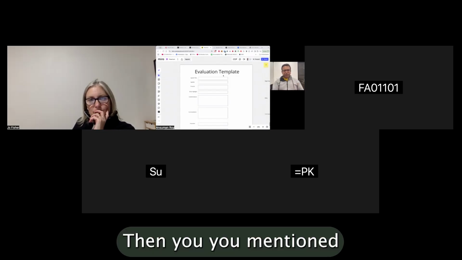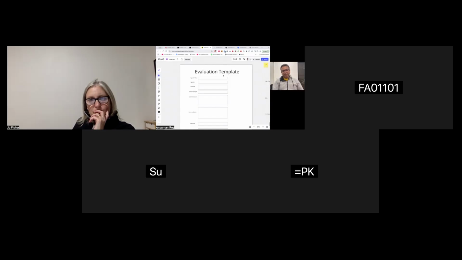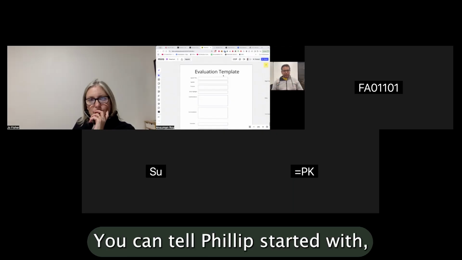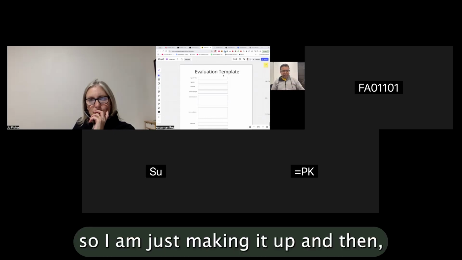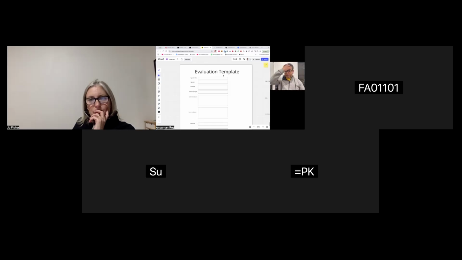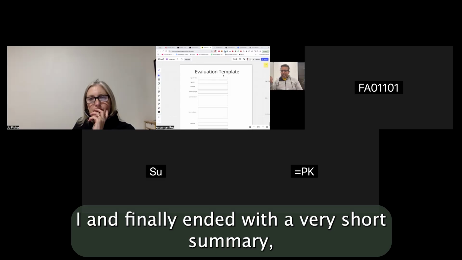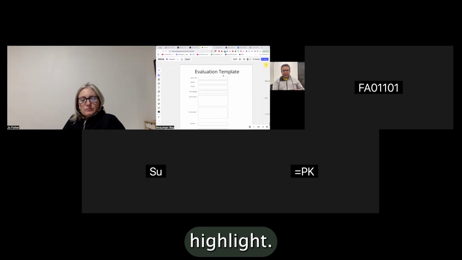Then you mention in two sentences a short highlight, and that also goes into the structure. You can tell Philip started with his presentation on, say, AI. I'm just making it up. And then he moved on to tell the story of how he got introduced to AI and finally ended with a conclusion. So a very short summary, a highlight.